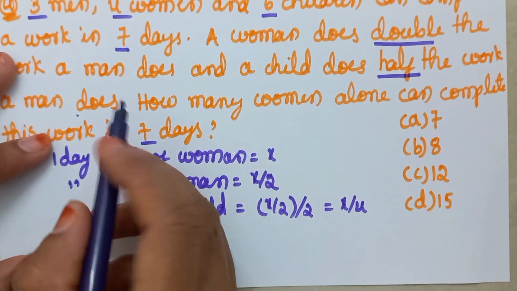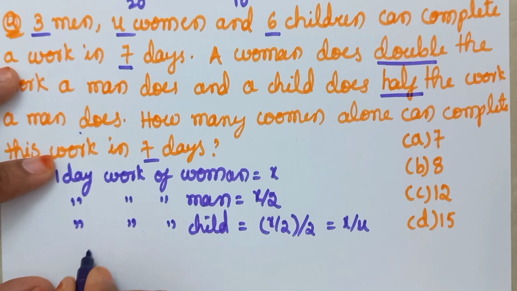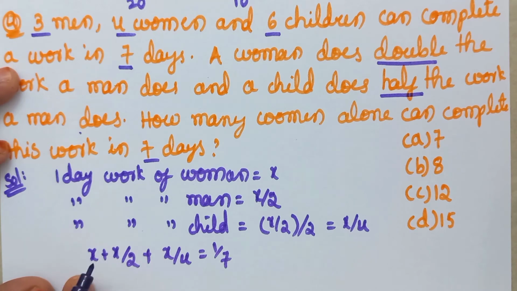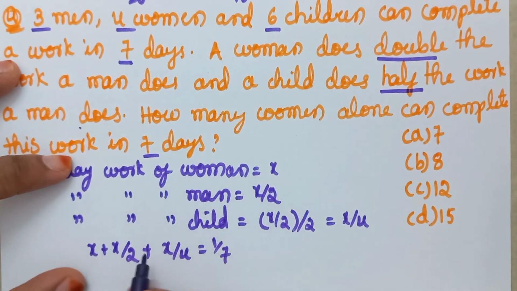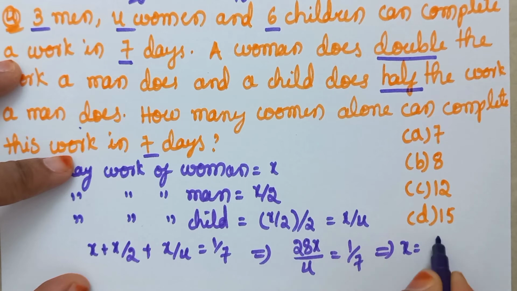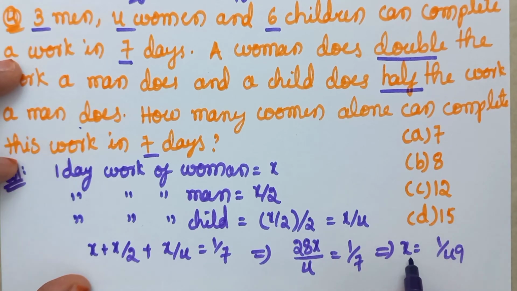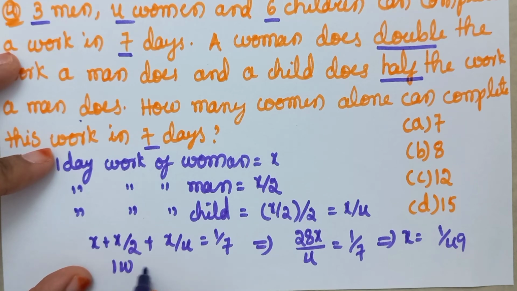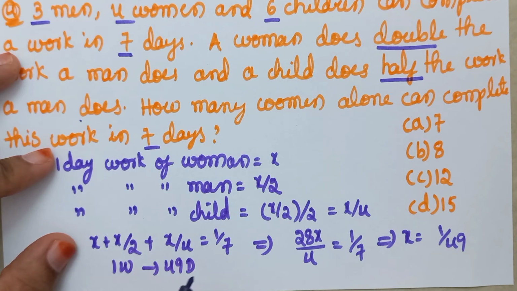Then these three can do the work in 7 days. So let's add these three expressions. X plus X by 2 plus X by 4 is equal to 1 by 7. This is the 1 day work of man, woman and child. If we solve this, we will get 28X by 4 is equal to 1 by 7. From there we can write X is equal to 1 by 49. X is the 1 day's work of a woman. So in 1 day a woman can do 1 by 49 amount of work. So one woman will take 49 days to complete the work.